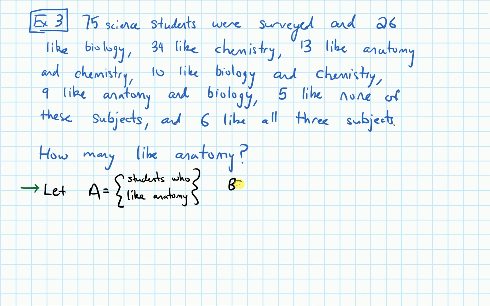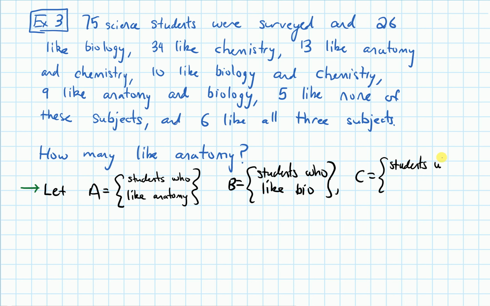Similarly, I'll let B be the set of students who like biology. Maybe I'll just write bio for biology. And then C is going to be the set of students who like chem. I'll write chem for chemistry. Okay, and as we've seen with these types of problems, it's usually helpful to draw a Venn diagram. So let's draw a Venn diagram.